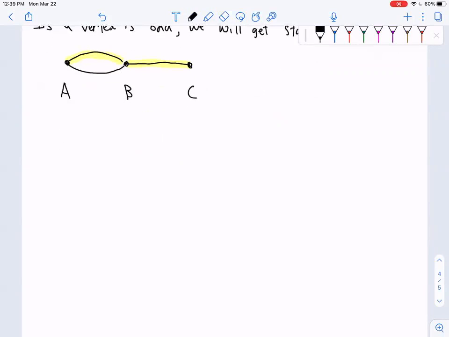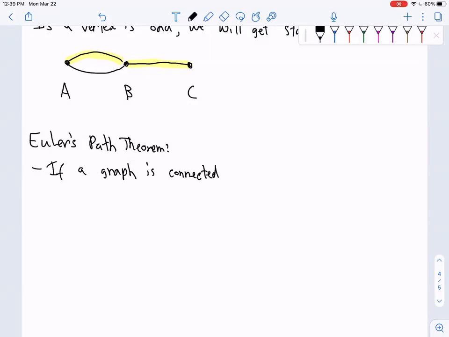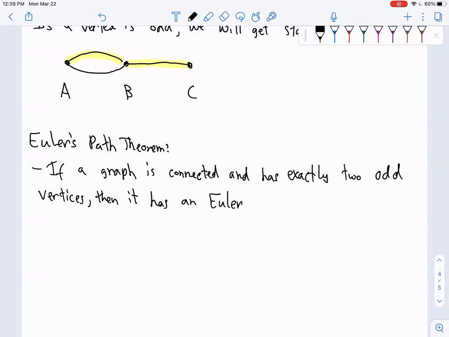Okay, so this is for an Euler circuit. Euler's path is similar but slightly different. There are again two pieces. If a graph is connected and has exactly two odd vertices, then it for sure has an Euler path.